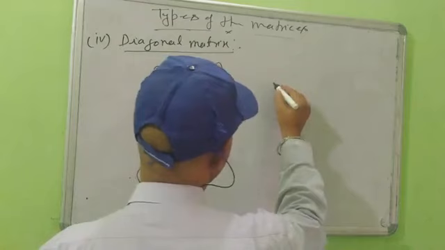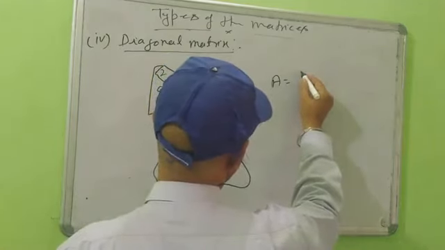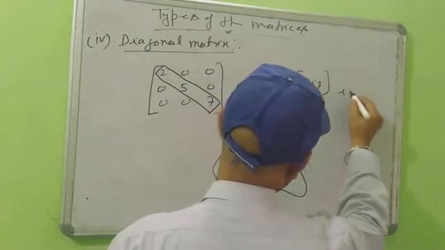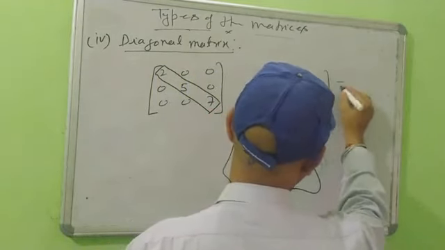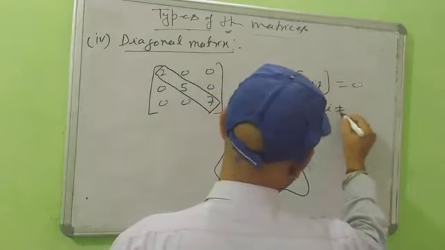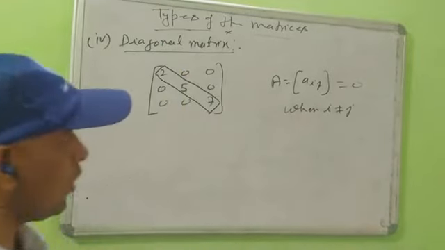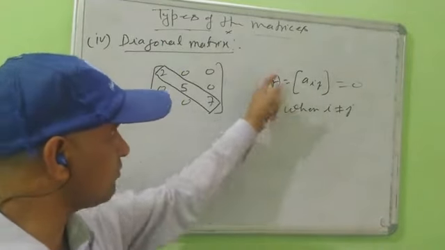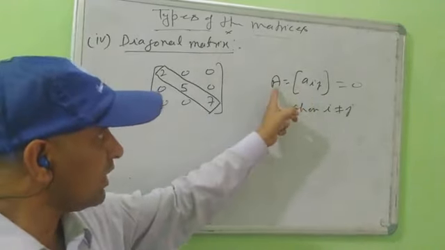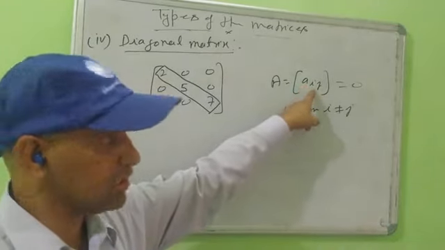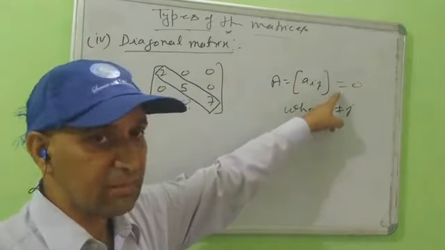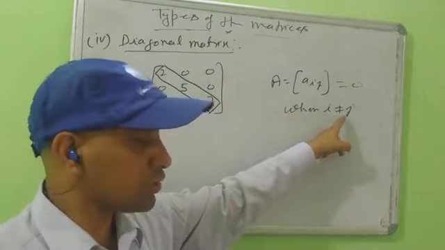What is the symbol for the elements? Suppose Aij. You can write Aij equal to 0, where i does not equal j. This is the symbolic form of the diagonal matrix: A equal to Aij, the value is 0, but for which elements? Where i does not equal j.